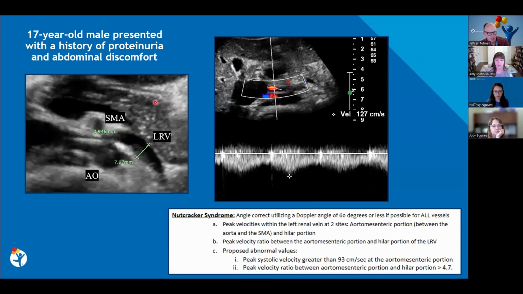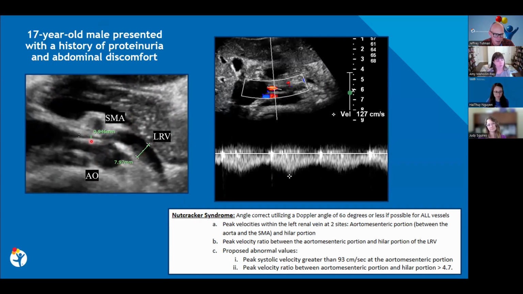So the next topic I wanted to discuss was Nutcracker Syndrome. I know Erica had already covered this topic a couple months ago, so I won't belabor this too much. I just wanted to include this for completeness' sake. But for Nutcracker Syndrome or Nutcracker morphology, there are a couple different things that we look at.